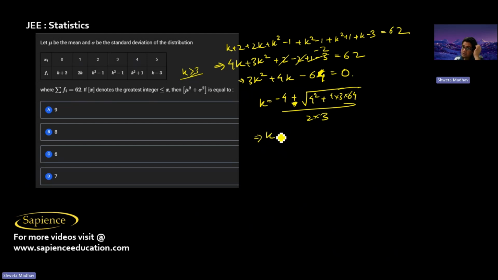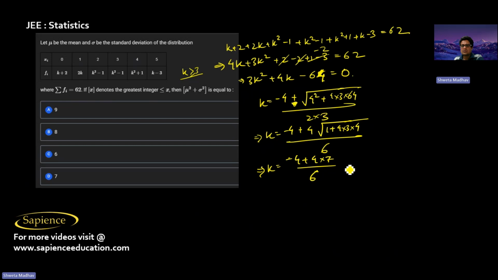So k will be equal to minus 4 plus... this is also 4, 16. 4 I can take as common outside. This will be 1 plus 4 into 3 into 16, 4 times 16 is 64, divided by 6. So k will be equal to minus 4 plus 4 into... 4 fours are 16, 16 to 48, 49. So it is equal to 7 by 6. So this will be 4 sevens are 28, 28 minus 4 by 6. So that is 24 by 6, that is 4. So k is equal to 4.